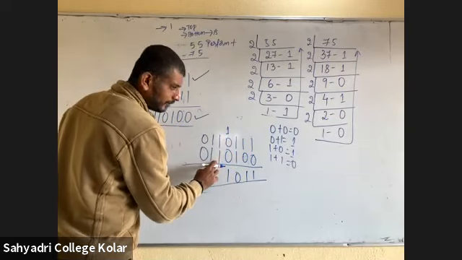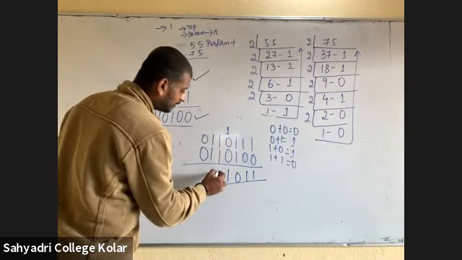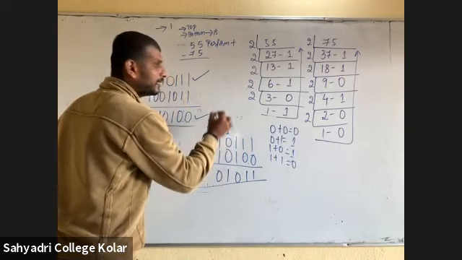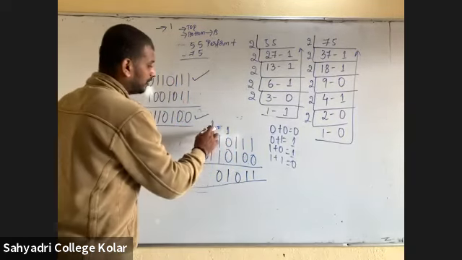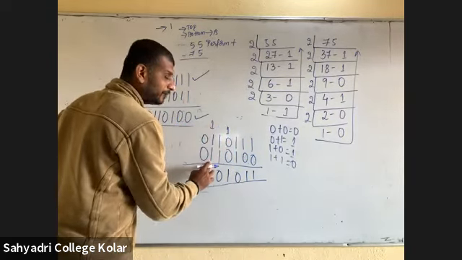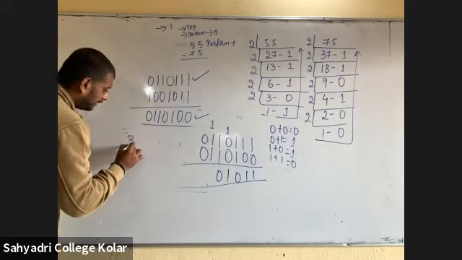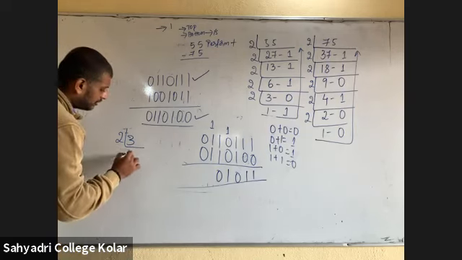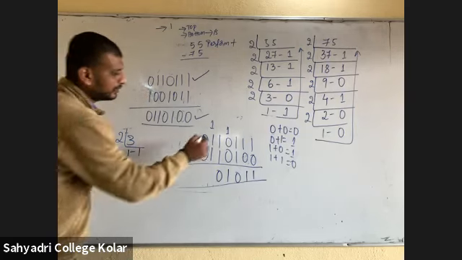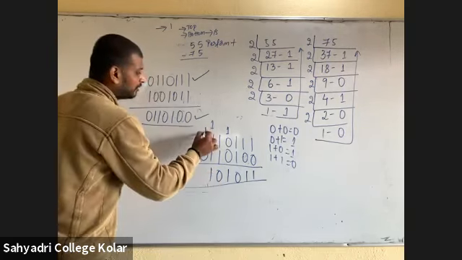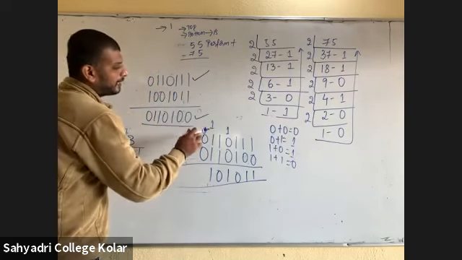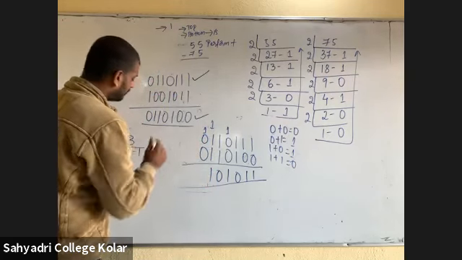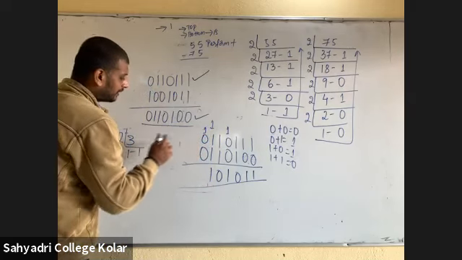Again, what is 1 plus 1? It is nothing but 0, and 1 will be carried over. Again, what is 1 plus 1 plus 1? 1 plus 1 plus 1 is nothing but 3. Find the binary equivalent of 3. It is nothing but 11. So I will take 1 over here, and 1 will be carried forward. Again, 1 plus 0 plus 0. What is 1 plus 0 plus 0? 1 plus 0 is nothing but 1.